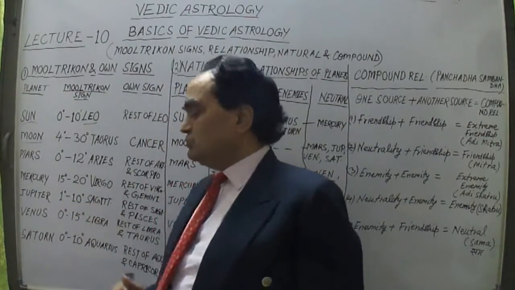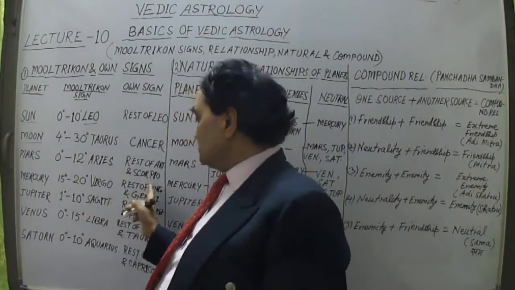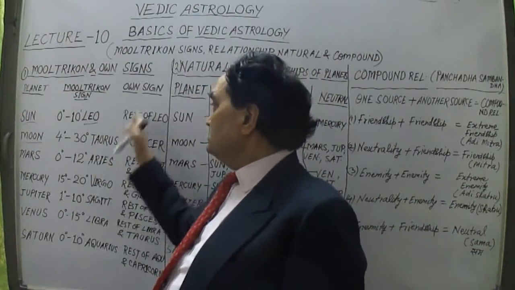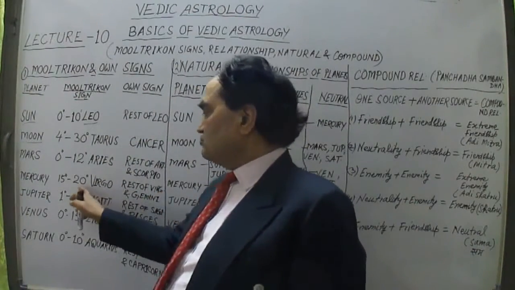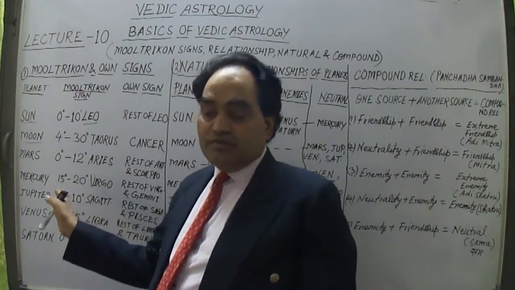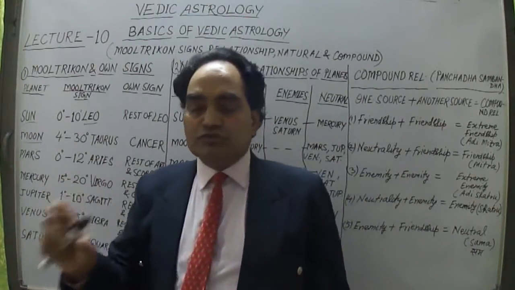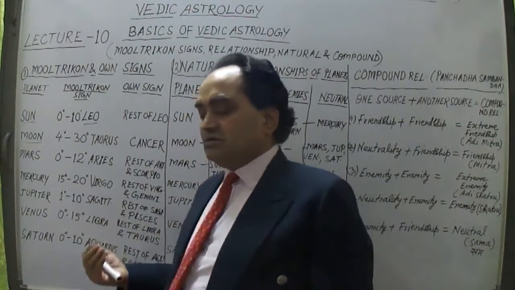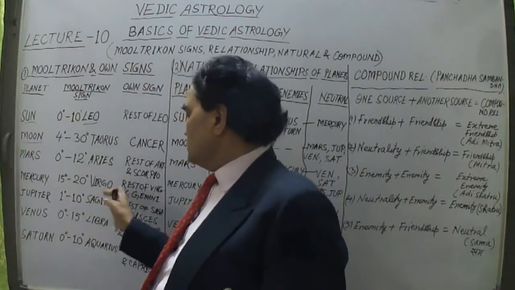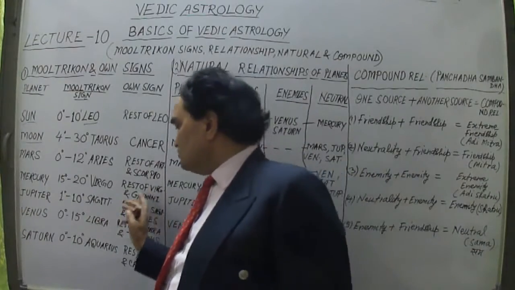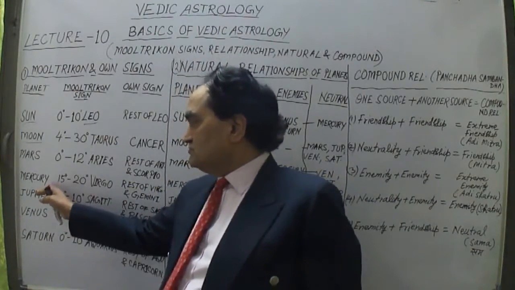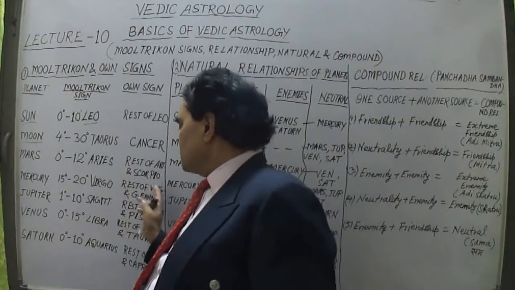So the rest of the Virgo sign and Gemini are Mercury's own signs. Mercury's own sign is the rest of Virgo, meaning 20 degrees onwards up to 30 degrees, and from 0 degrees to 14 or up to 15 degrees. So 15 to 20 degrees is its Mooltrikon sign, and the remaining portion from 20 to 30 degrees is owned by Mercury. The complete Gemini sign is also owned by Mercury.